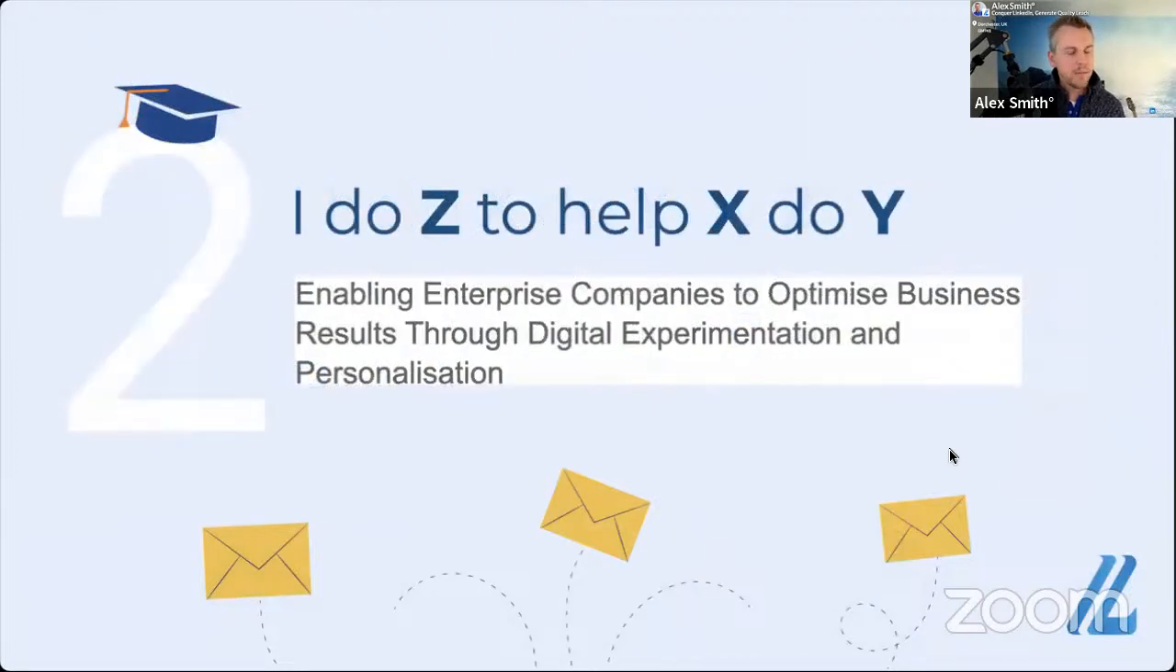Another example, you do Z to help X do Y. So this one's a bit wordy, quite a technical one here: enabling enterprise companies to optimize business results through digital experimentation and personalization. Not too sure what that's all about, really. There's a lot of long words in there, but it might mean something to someone.